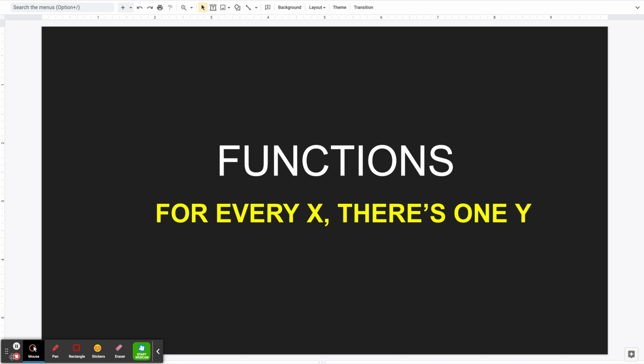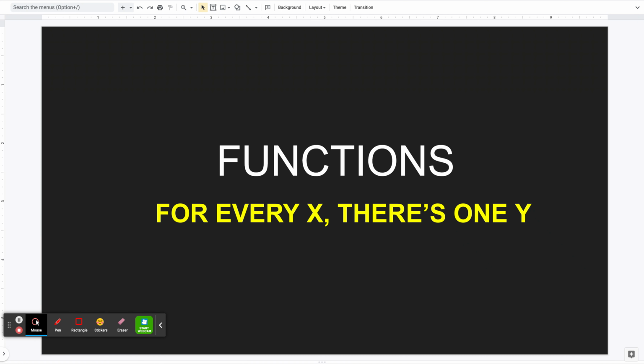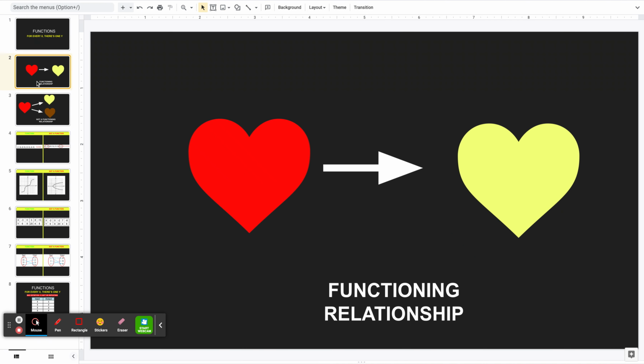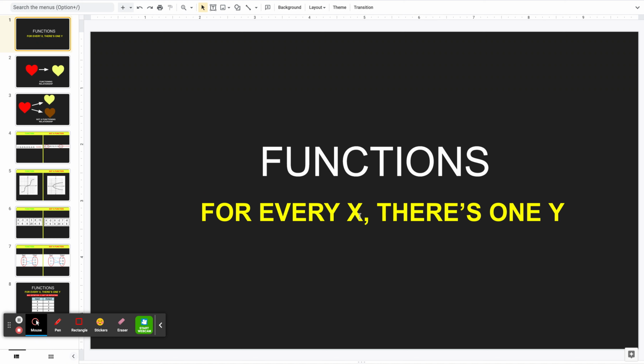This is a pre-teach for functions, which we have not learned about in class yet, but we're going to learn in the next week or so. So, functions. Before I talk to you about the math of it, I want to talk to you about what it is practically. It says for every x, there's one y. That is literally our definition, and that is literally what we're going to be looking for.